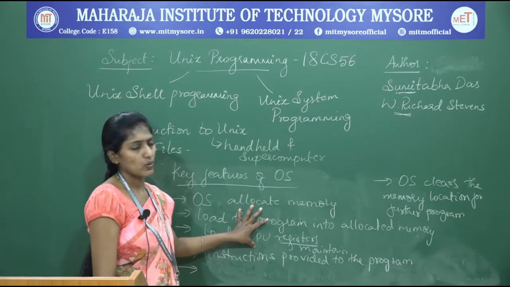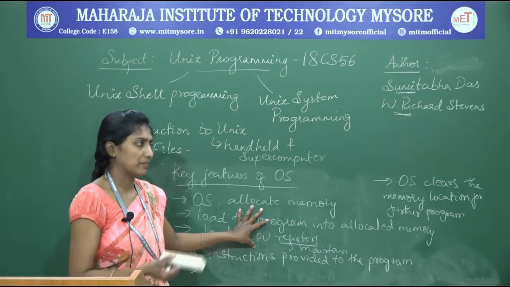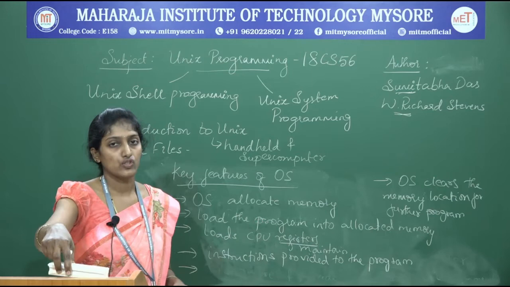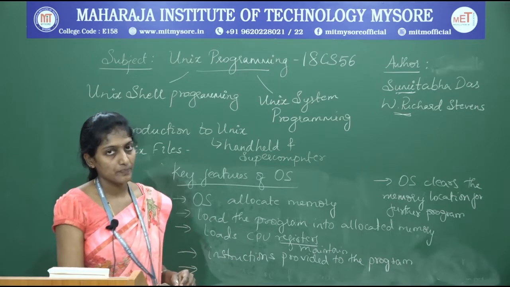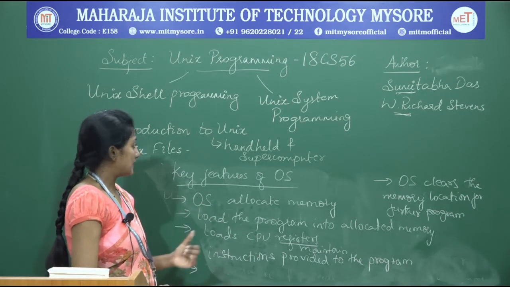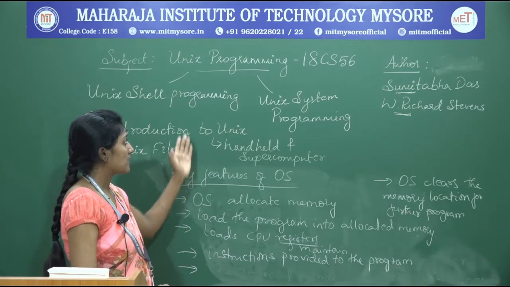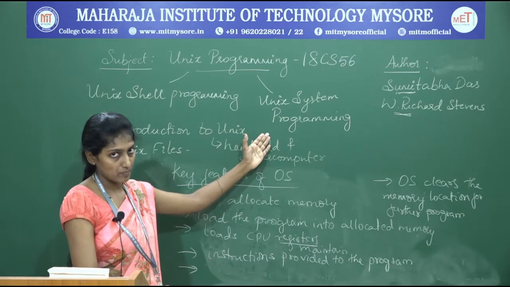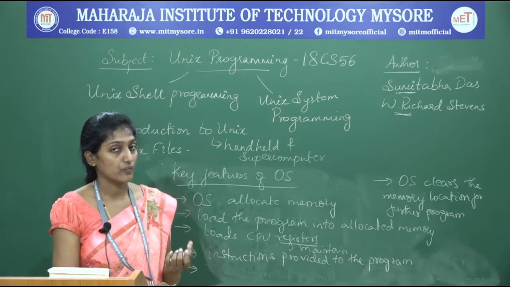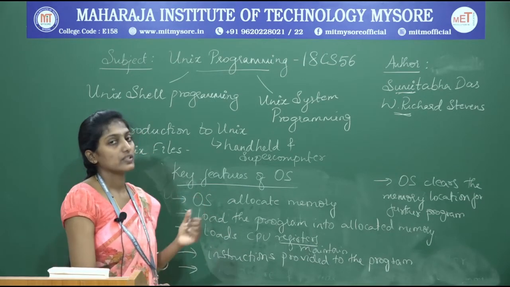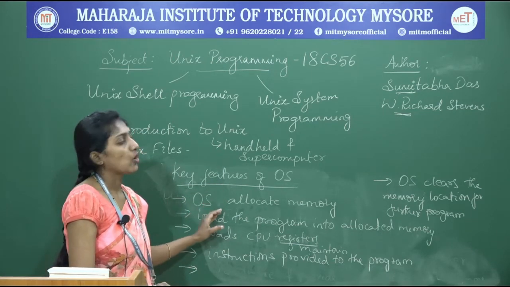So, the features I have discussed now are common to all operating systems, be it the Unix operating system or the Windows operating system. I hope you have understood these key features of an operating system. So far we have discussed what Unix programming is, what shell programming means, what system programming means, why we require the Unix operating system platform, and also a basic introduction of what an operating system is and its common features.